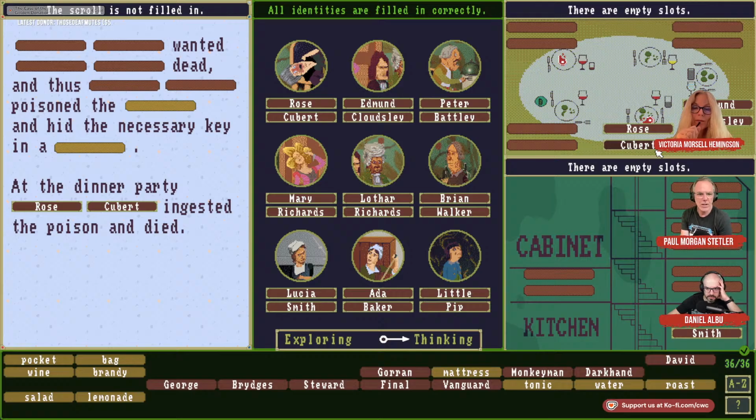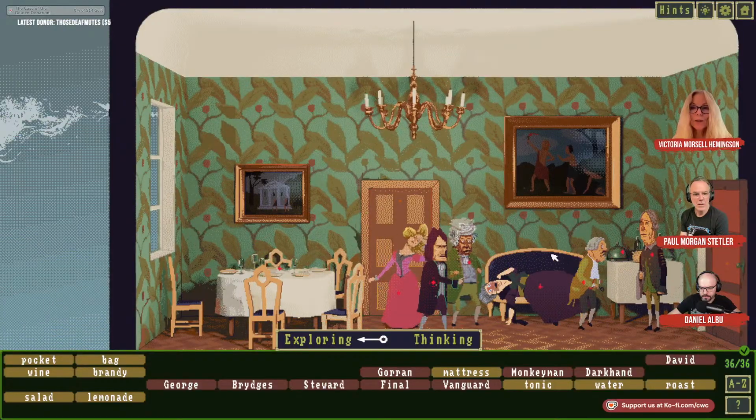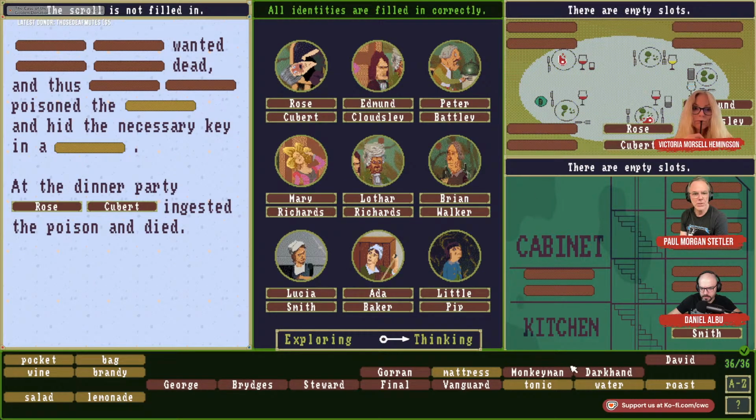Who was the dude who had the cigar? Who has the cigar? Somebody has a cigar, so probably Mary is sitting to the right of Edmund because she's not drinking alcohol. And then we got two dudes. One guy's smoking a cigar, and the other guy's having brandy. So maybe Peter Batley is sitting next to Mary, and then the one with the cigar is Lothar. Let's try that. So Lothar's to the left of Rose Kubert. And then above that is Peter Batley, and then Mary Richards.